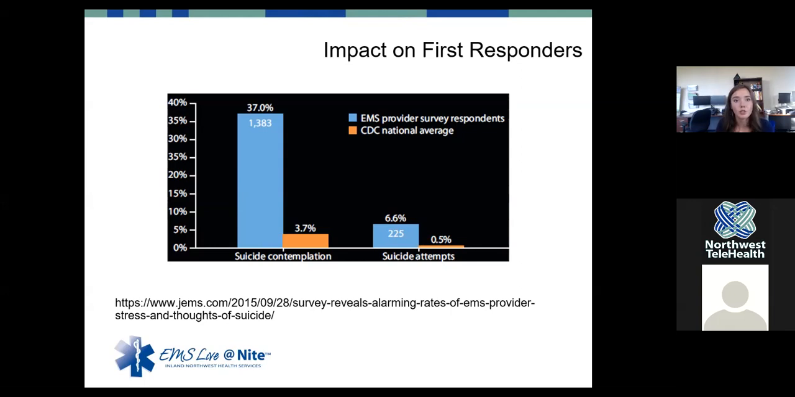It also looked at the number of first responders who had contemplated suicide or attempted suicide. And the blue here is the EMS provider survey respondents, and the orange is the CDC national average. So you can see the drastic difference between those. They ended up having 4,022 EMS providers participate in the survey that they created. The results show that 86% of the respondents experienced critical stress. But the most shocking discovery was that 37% of the respondents had contemplated suicide, and 6.6% had actually tried to take their own life. Those statistics are roughly 10 times greater than the national average for adults in America, according to the study done by the CDC.